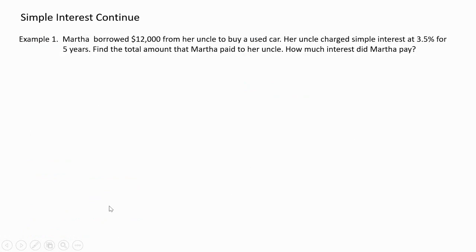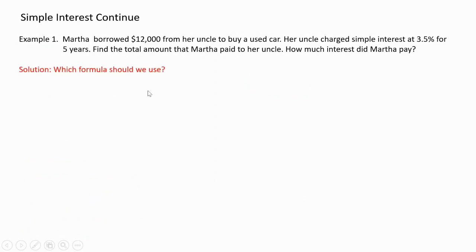Okay, now, here's an example. Example 1. Martha borrowed $12,000 from her uncle to buy a used car. Her uncle charged simple interest at 3.5% for 5 years. Find the total amount that Martha paid to her uncle. How much interest did Martha pay? So right away here, guys, the key word is simple interest. That means we're going to use the formula that we just covered.